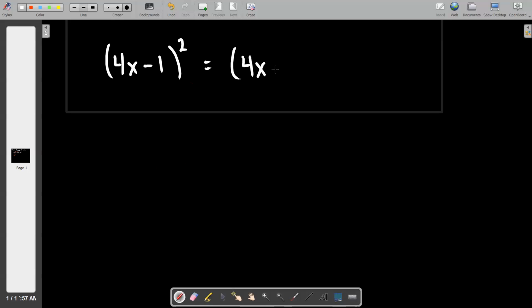And so as we're first learning this, it's best if we just acknowledge it as what it is, and that is 4x minus 1 times another perfect copy of 4x minus 1. And again, the approach is repetitive multiplication, like Bryce said, distribution. And so here we go. What's 4x times 4x?